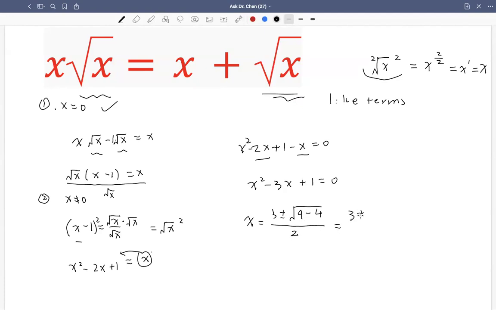To simplify this, we get 3 plus or minus square root of 5, since 9 minus 4 is 5, over 2. So we got two solutions. Two irrational solutions. We keep them as they are.